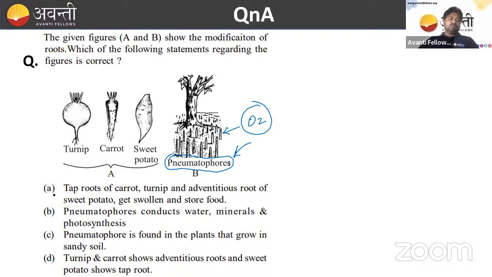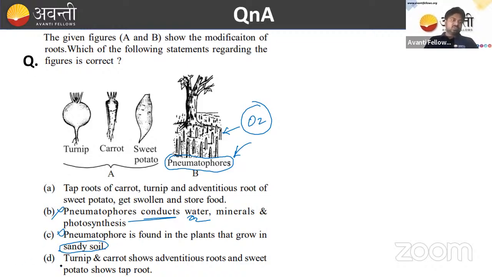And that's why we go through the statements one by one. They ask about the pneumatophore conducting water and minerals, no. Pneumatophores do not conduct water, they conduct only O2. That's why option B is incorrect. Option C, pneumatophore found in plants that grow in sandy soil, no. They are found in marshy soil or muddy soil, we can say.